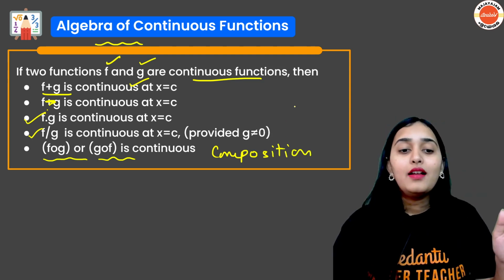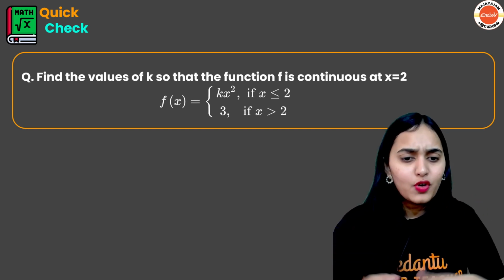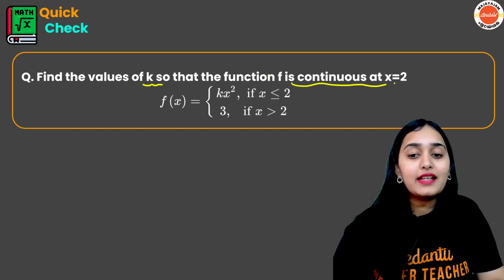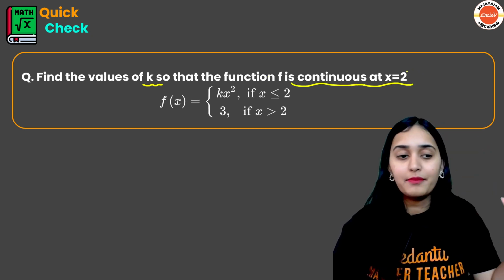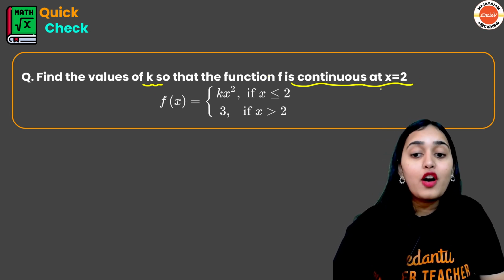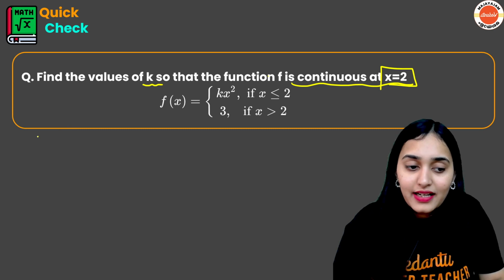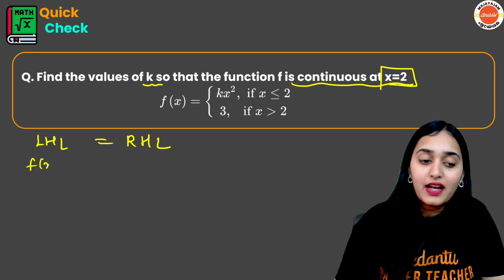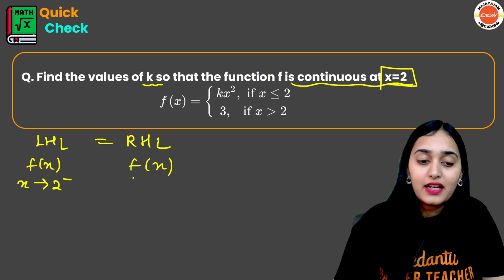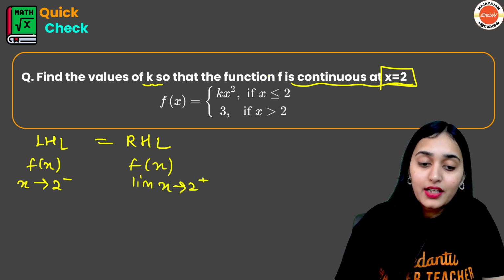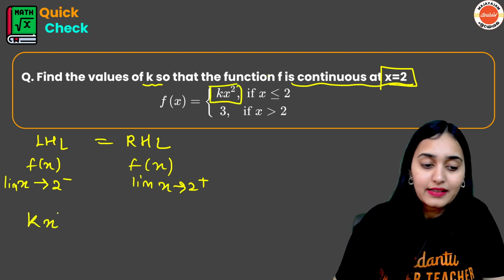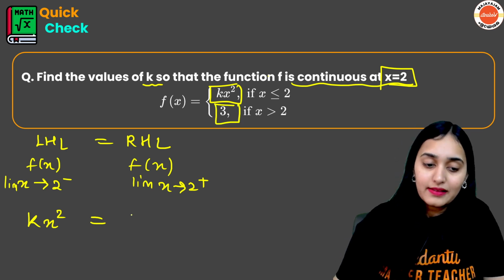Remember, okay? Now let's learn about differentiation. But before that, let's solve a question also. Find the value of k so that the function is continuous at 2. This type of question will come in the exam. So what should be the value of k for which it is continuous? Now, if it is continuous, the left hand limit is equal to the right hand limit. The left hand limit is the function for x less than 2. The right hand limit is the function for x greater than 2. So, for x less than 2 it is k into x square. Greater than 2 it is 3.